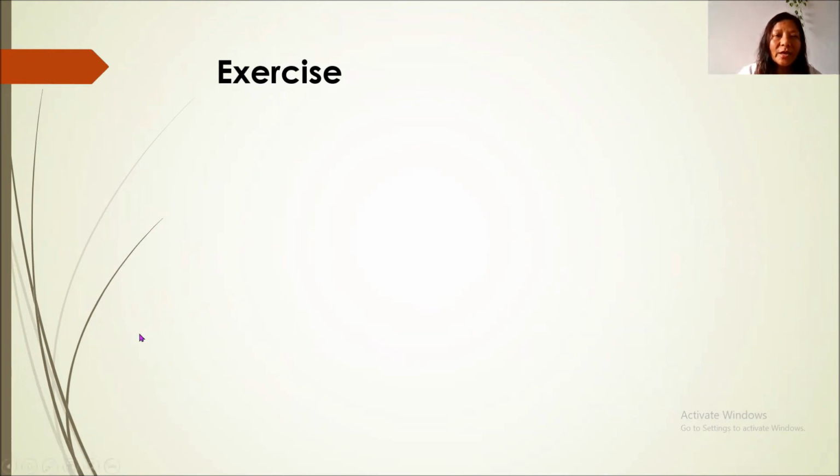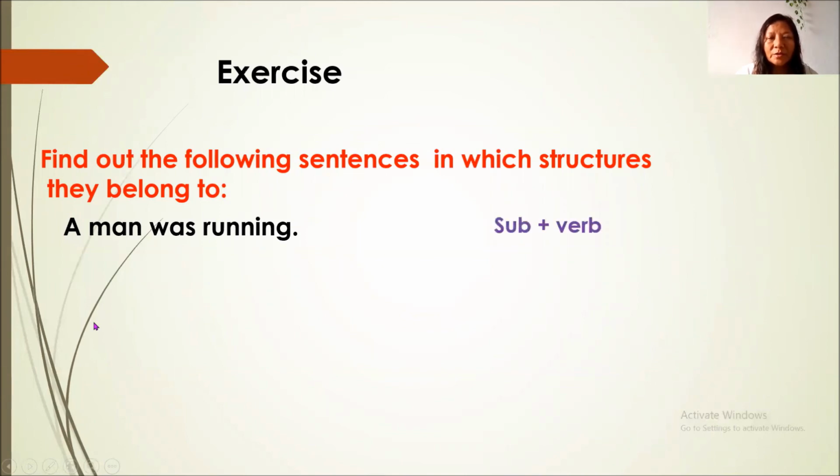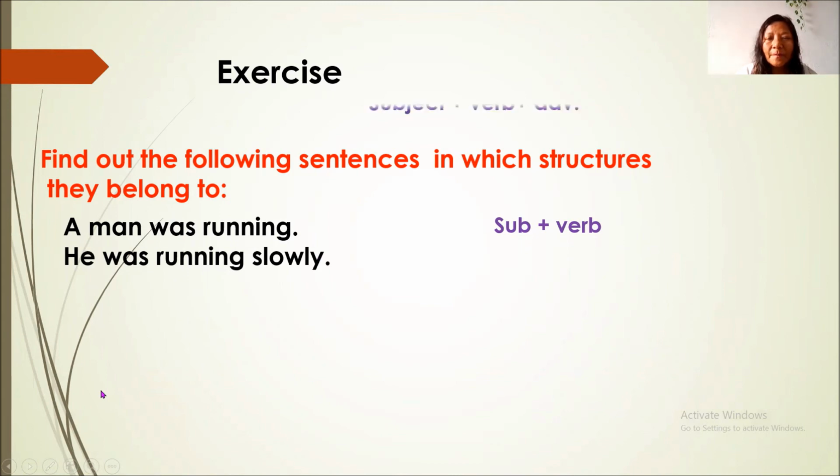Here is the exercise. Find which structure the following sentences belong to. For example, a man was running. This is the sentence; you have to tell me which structure it follows. A man is the subject, was running is the verb. So the structure is subject plus verb. Good. He was running slowly. He is the subject, was running is the verb, and slowly is an adverb. So it belongs to subject plus verb plus adverb.